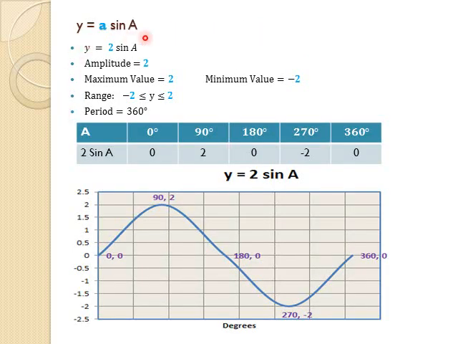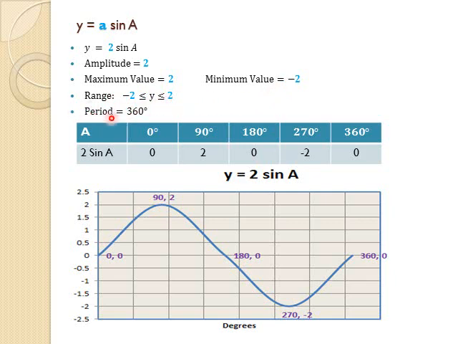So here we have y = a sin A, given y = 2 sin A. The value in front of sin A is 2. Therefore, my amplitude is 2. My amplitude is 2. Maximum value is 2. Minimum value is -2. Therefore, the range is y greater or equal to -2 and less or equal to 2.